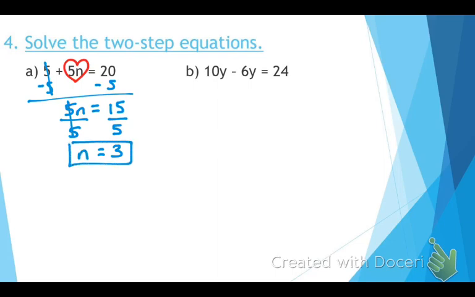That is correct. Okay, now listen, this one did not tell you that you have to check, but you are always allowed to go back and check if you want. So you can see up here, 5 times n, we know n is 3, so 5 times 3.